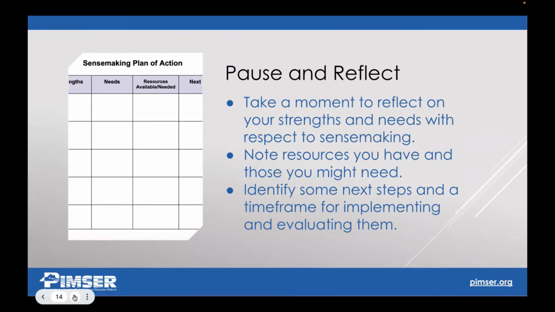Identify some next steps. What are some things that you think would help you up your game with respect to using a sense-making frame of instruction with your students? And then hold yourself to a time frame for implementing and evaluating yourself on these. So take a moment to pause and reflect.